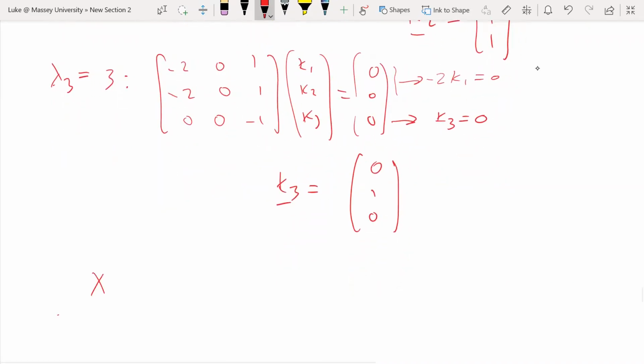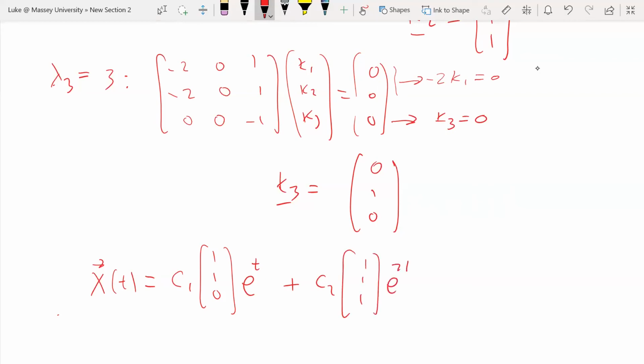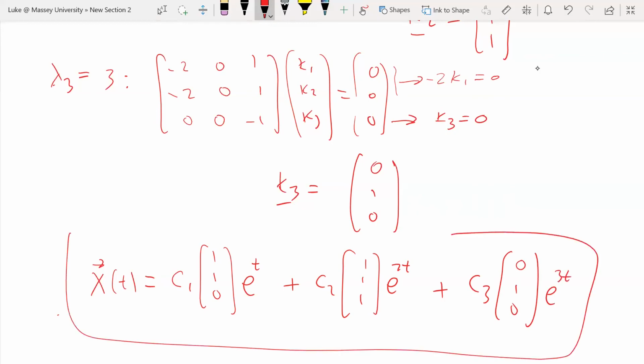Therefore, my general solution to this homogeneous system is equal to C1 times K1, which was 1, 1, 0, times e to the lambda 1 t, well, lambda 1 was 1, so we get e to the t, plus C2 times K2, which was 1, 1, 1, times e to the 2t, plus C3 times 0, 1, 0, e to the lambda 3 t, which was, what was lambda 3? 3? Yep, 3t. Okay, so that was actually case 1 that we studied in class, and fairly easy to solve, I think. The hardest thing is finding the eigenvalues and eigenvectors without making a mistake.